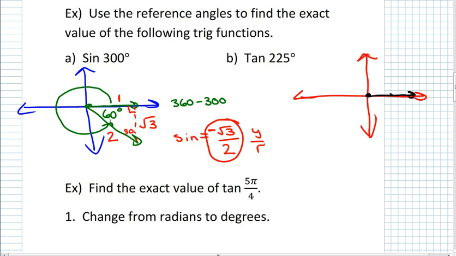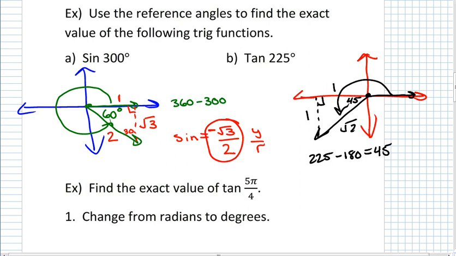225 is in the third quadrant. And remember, 225 minus 180 is 45. So that means our reference angle is 45, which means, notice we have a 45, 45, 90 right triangle. So it's 1, 1, square root 2.